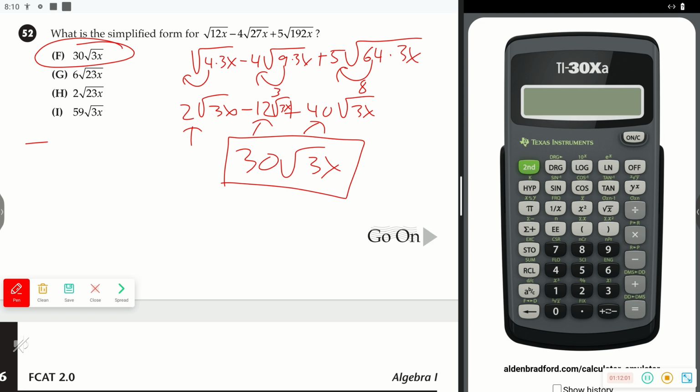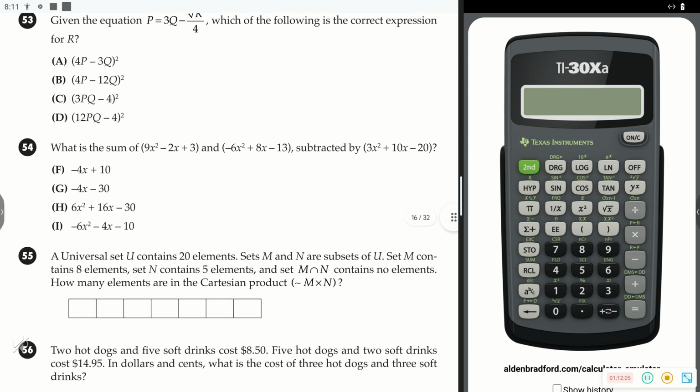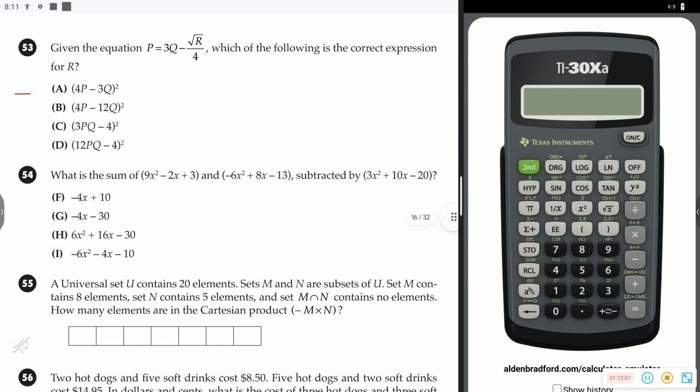All right, next problem. Number 53. Given this equation, which of the following is the correct expression for R? All right, this is going to be a good one. So now we have to solve for R, and we see that it's actually underneath a radical. Ooh, this problem actually did trick me up a little bit, but I do know how to solve it.